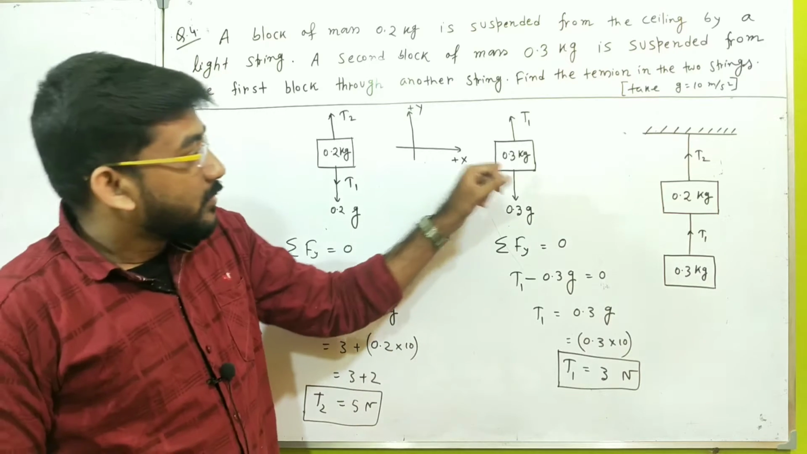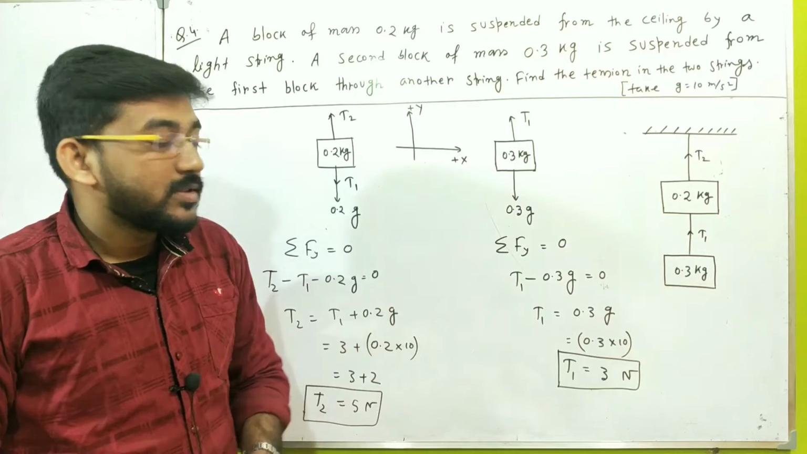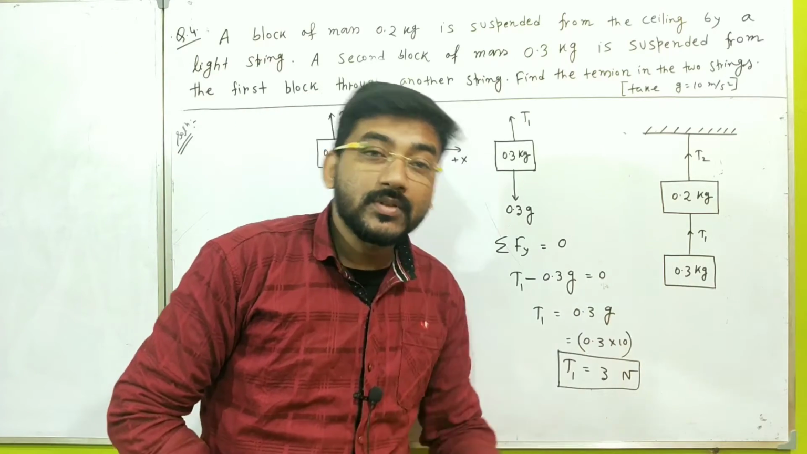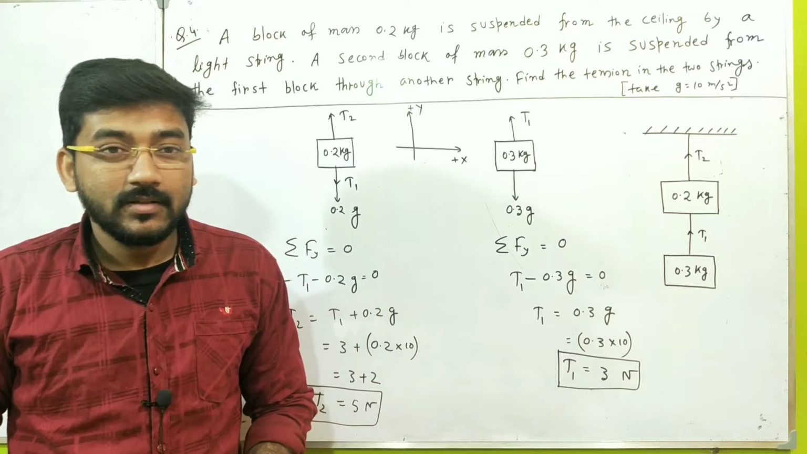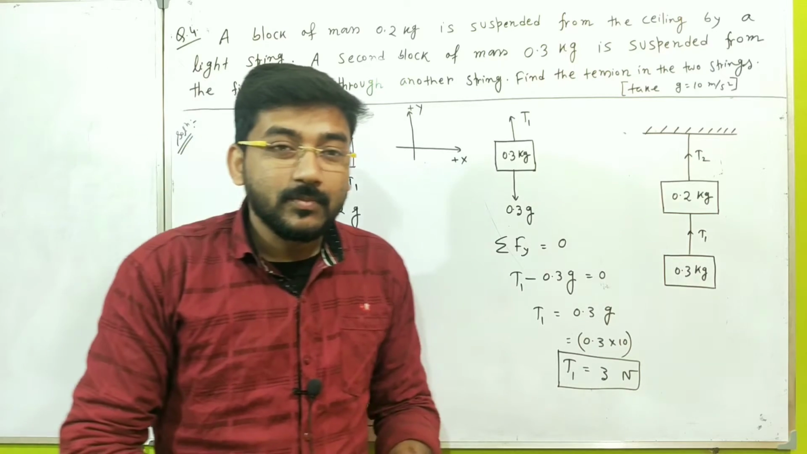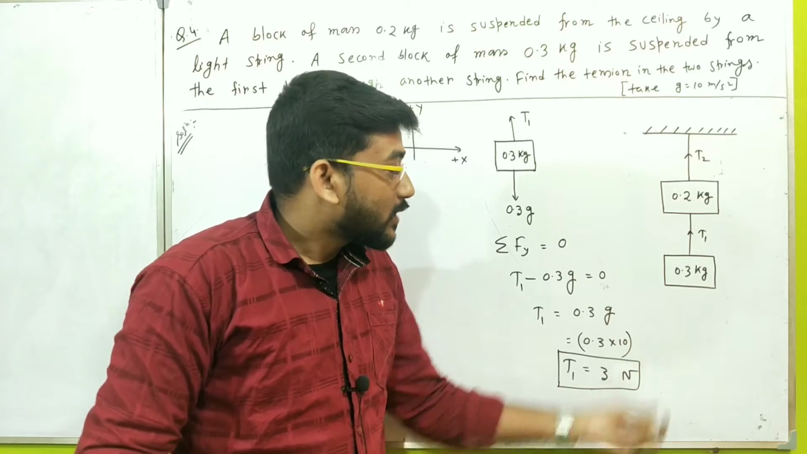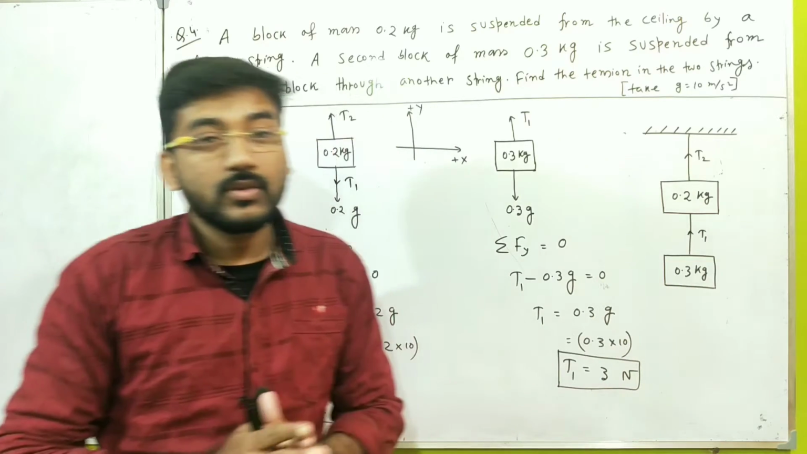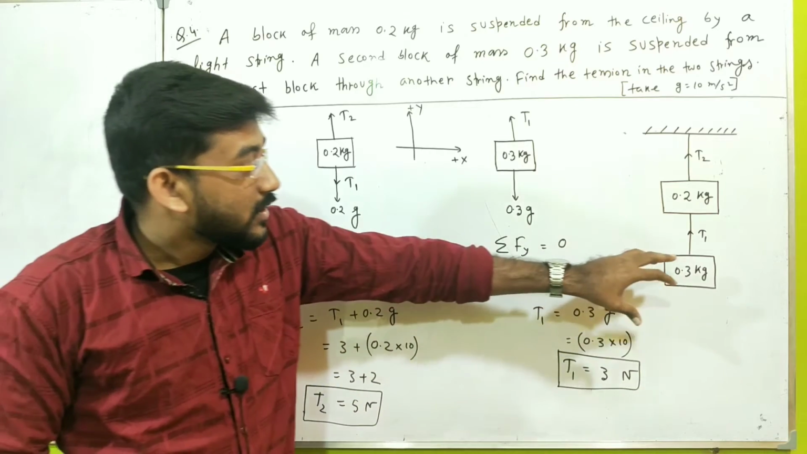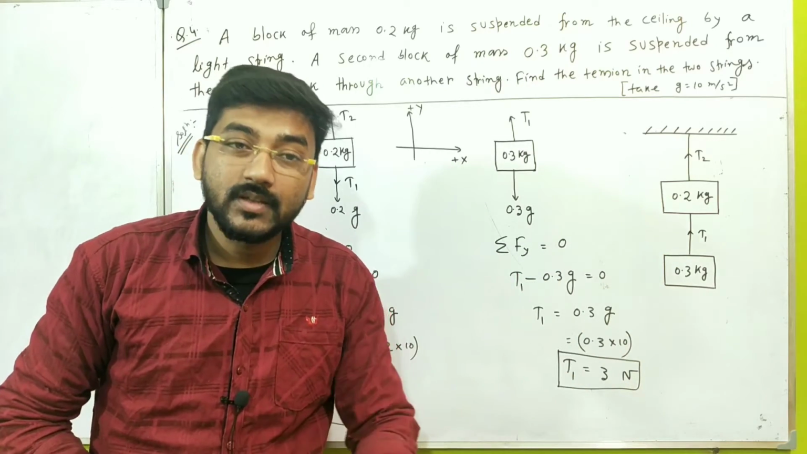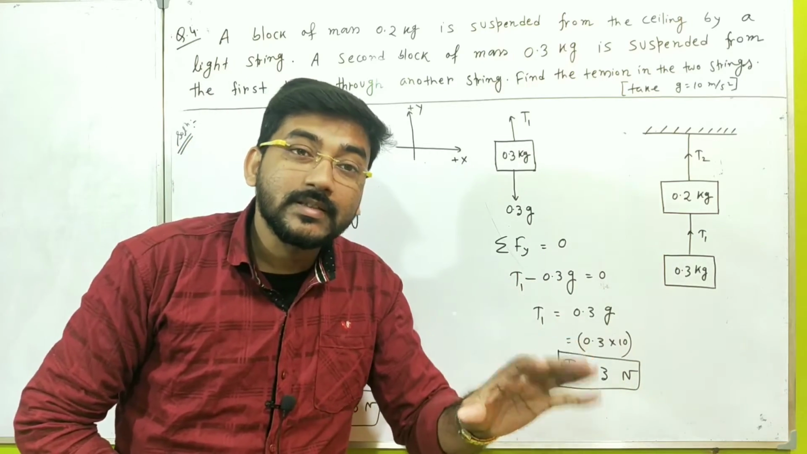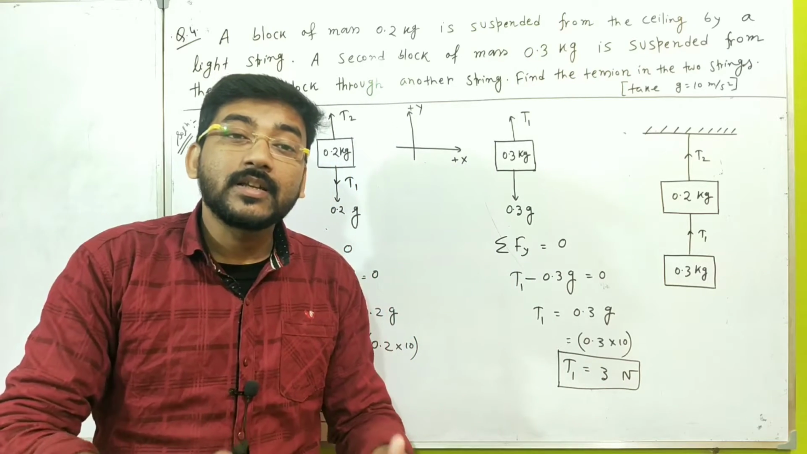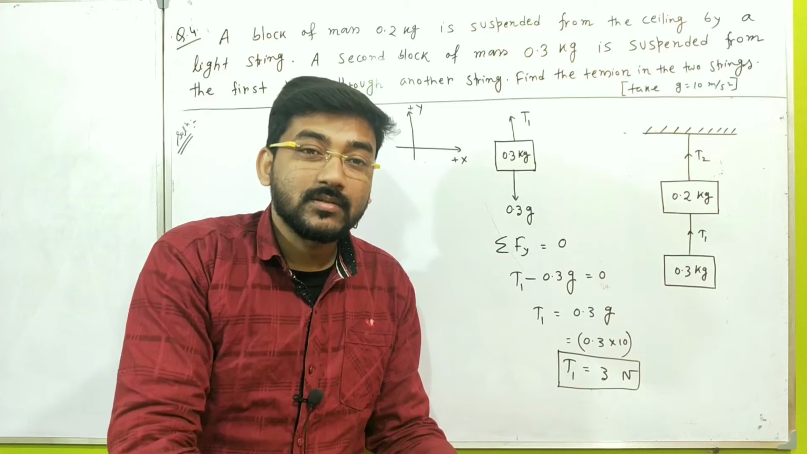So, let me first draw the free body diagram of the 0.3 kg block. For this 0.3 kg, what are the forces acting on that object? The next step is that you have to look at what forces are acting on the object for which we are going to draw the free body diagram. Here I am going to draw the free body diagram of 0.3 kg. So, I have to look at the forces that are acting on the 0.3 kg, not the forces that are given by 0.3 kg to the others.